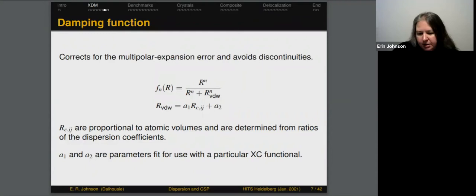These A1 and A2 are fit for use with a particular exchange correlation functional and are then fixed for further calculations. So these are not something that changes with system. They're fit once at the outset for a particular exchange correlation functional.